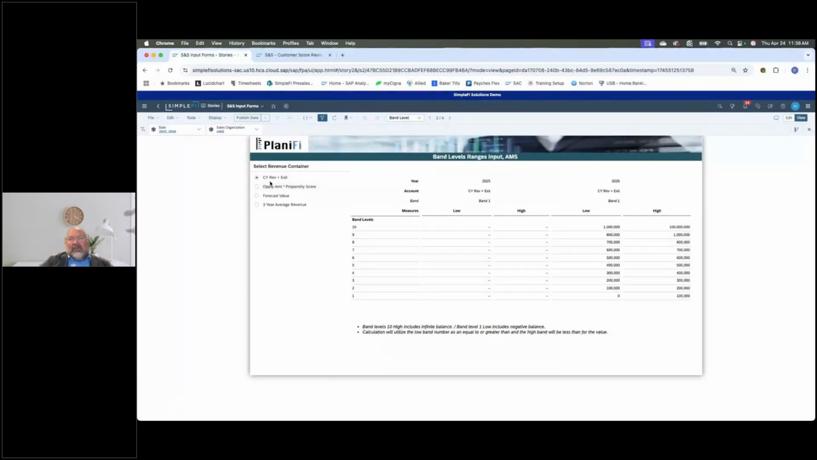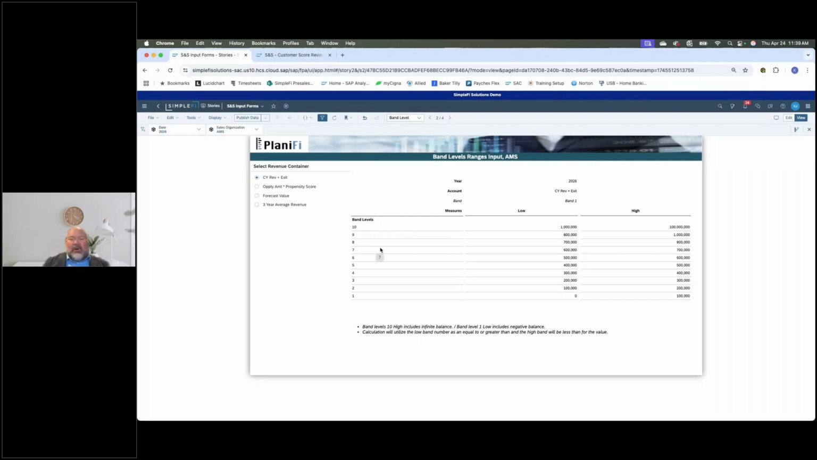So based upon each of the buckets, I have a bucket of current year revenue plus exit. I have a bucket of opportunity amount times the propensity score. I have a bucket of the forecasted value for the year, and I have a 3-year average revenue bucket. I want to be able to get a low and a high for the year, and I'm showing 2025, but I should only be showing 2026. There we go. I want to set up ranges so that for the value that exists, I can look up and say, what band level am I in? Am I a 1, 2, 3, or a 10?